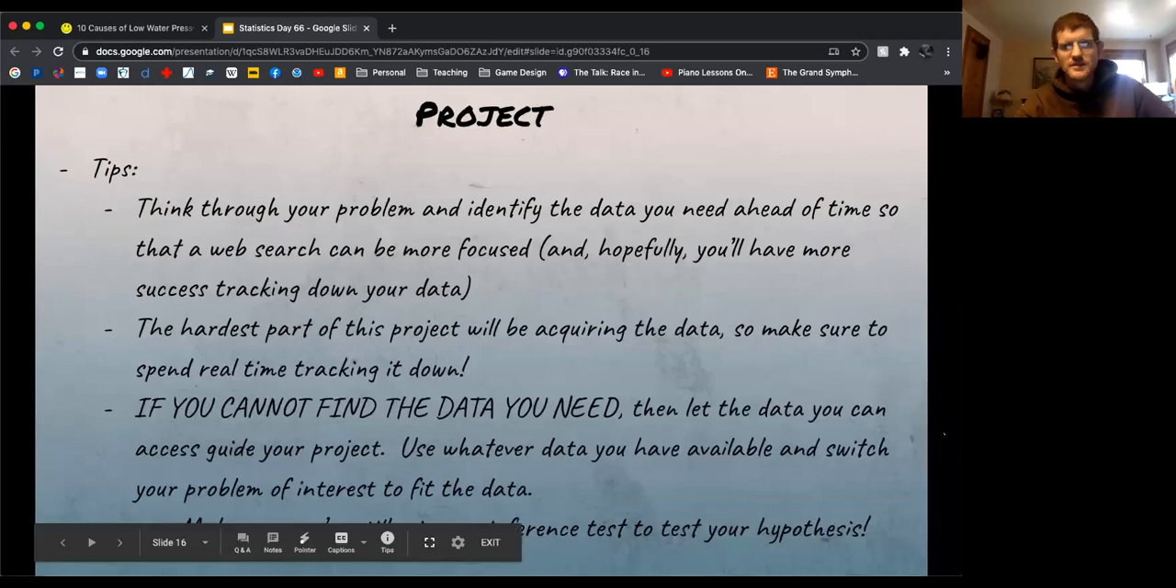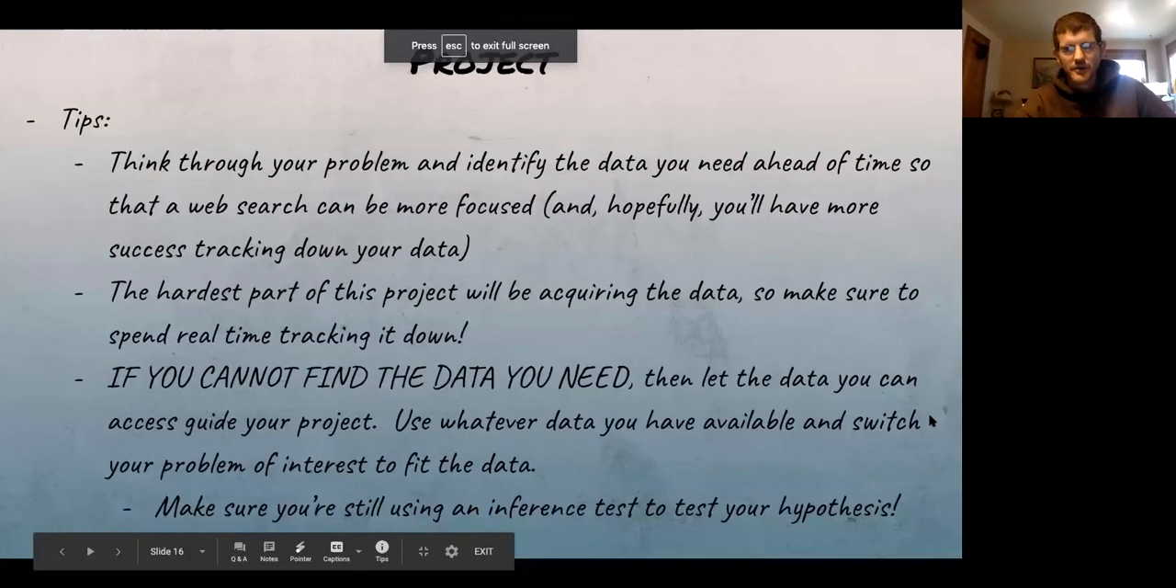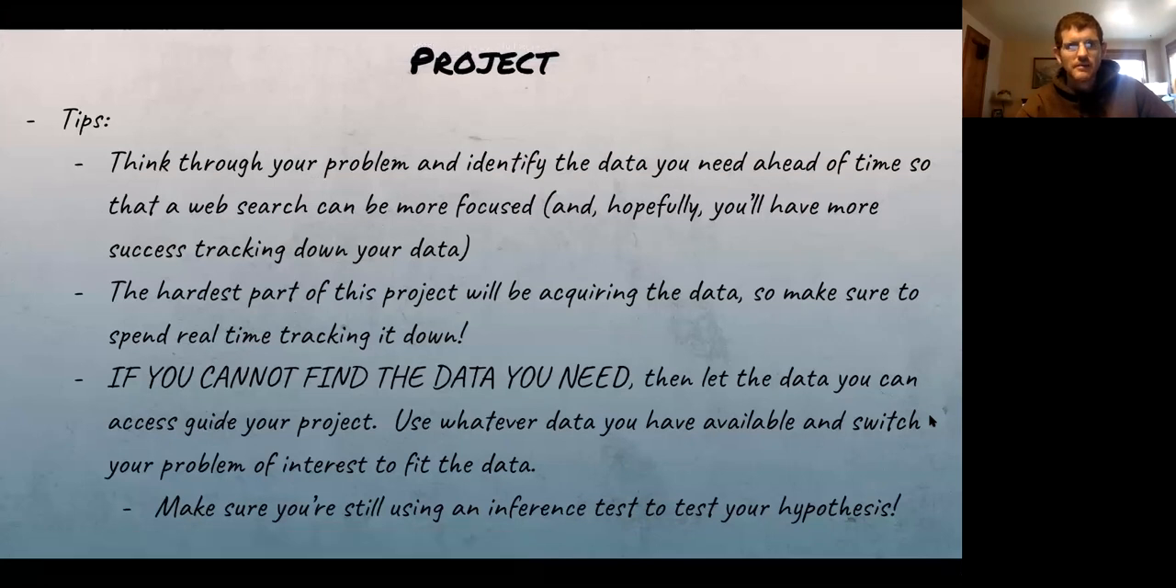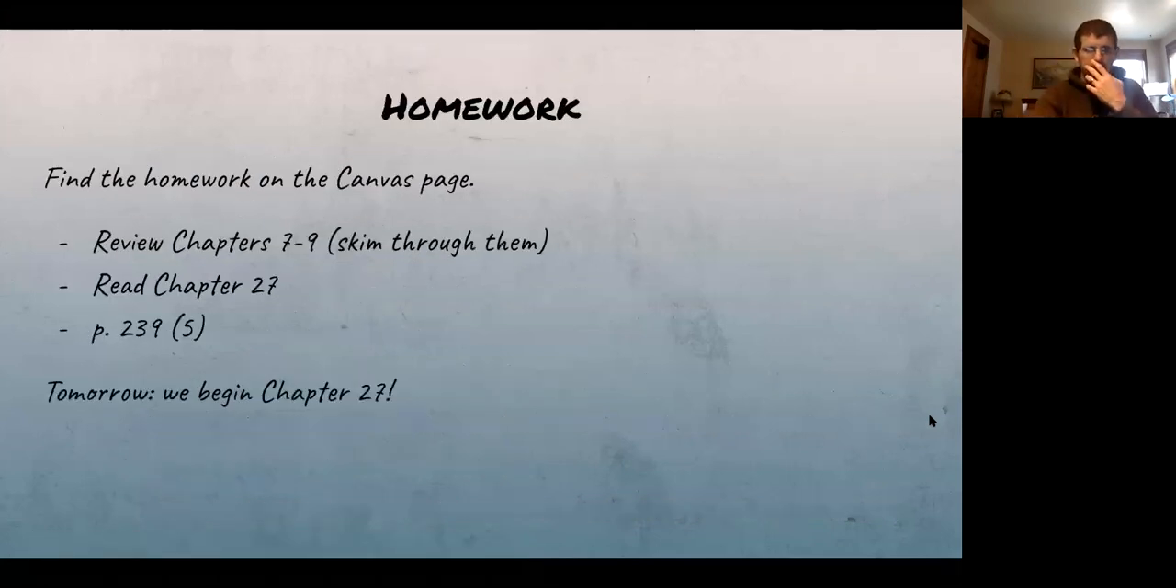So that is an overview of what you need to be working on for your project this week. It might take you longer than you think, so get started on it tonight. All right, the other stuff for tonight, review chapters 7 to 9, just to get the idea again of scatter plots and linear regression. We're going to look at chapter 27 tomorrow. Your homework is only one problem, and that's about it.